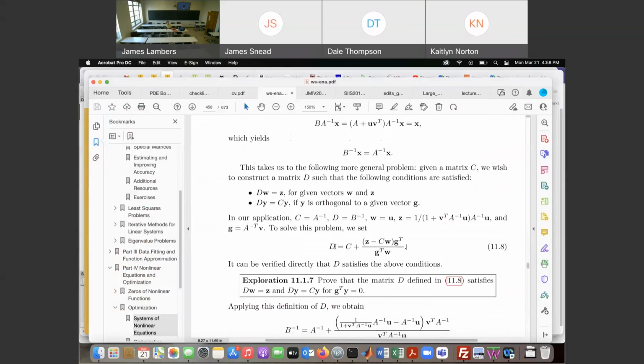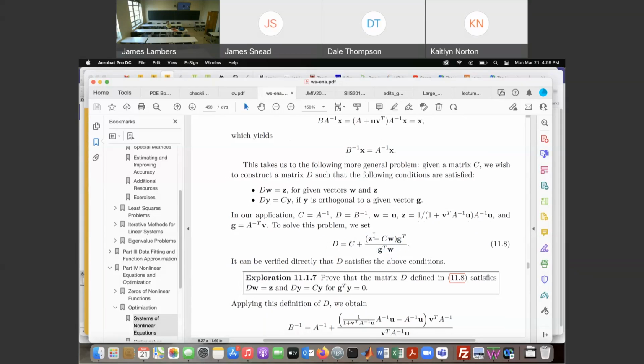Suppose I multiply both sides of this by W, vector W on the right. So DW on the right, then I have CW here. I have G transpose W, which is a number, that cancels with a G transpose W down here. So all of that cancels. So now I have CW plus Z minus CW. CW is canceled, and I'm left with Z. So this condition is satisfied.